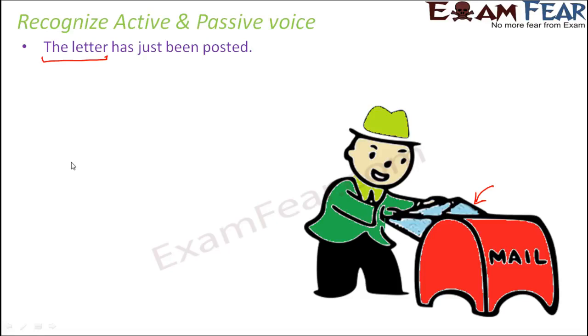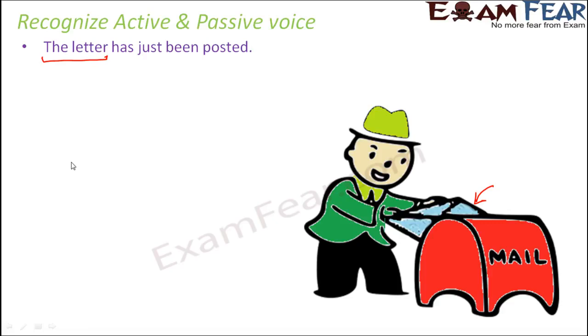So the meaning of the sentence is the letter has just been posted by somebody. But maybe we are not very sure who that somebody is, whether it has been posted by Ram or Shyam, or him or her, or by the teacher. Maybe we do not know, or we really do not want to convey that message, that who posted that letter. So therefore we just wrote the letter has just been posted.